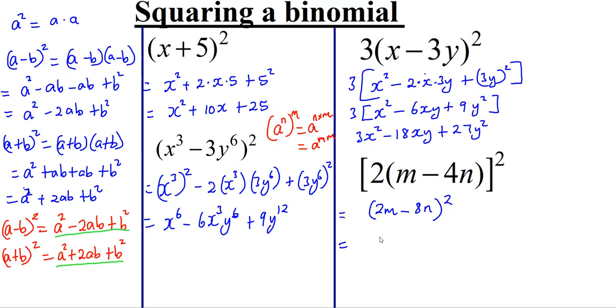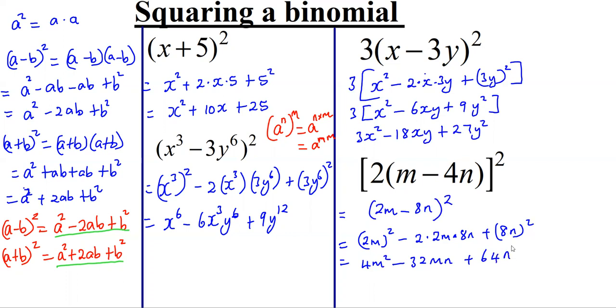Then we go on to say, okay, it's going to be 2m squared minus 2 times 2m times 8n plus 8n squared. Then what do we get there? 2 squared is 4m squared, minus 2 times 2 is 4, 4 times 8, you get 32mn. Then plus 8 squared is 64, then n squared, like that. So this becomes your final answer. So you must just check here, when the 2 is outside the bracket, it's multiplying everything. So you simplify what's inside the bracket and you get your answer.